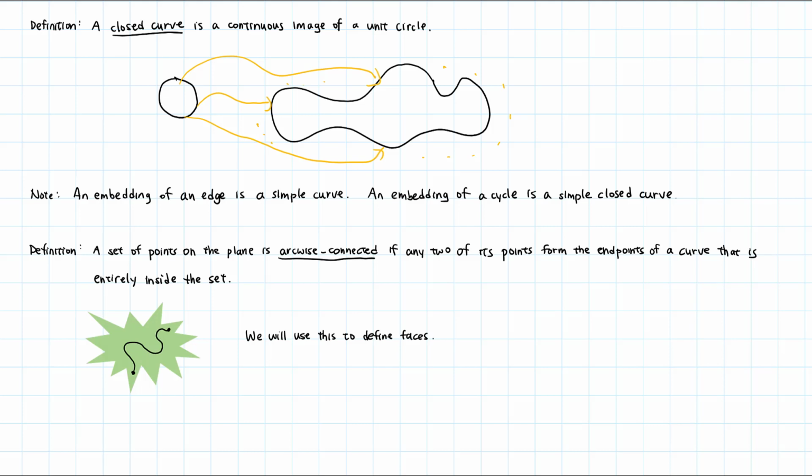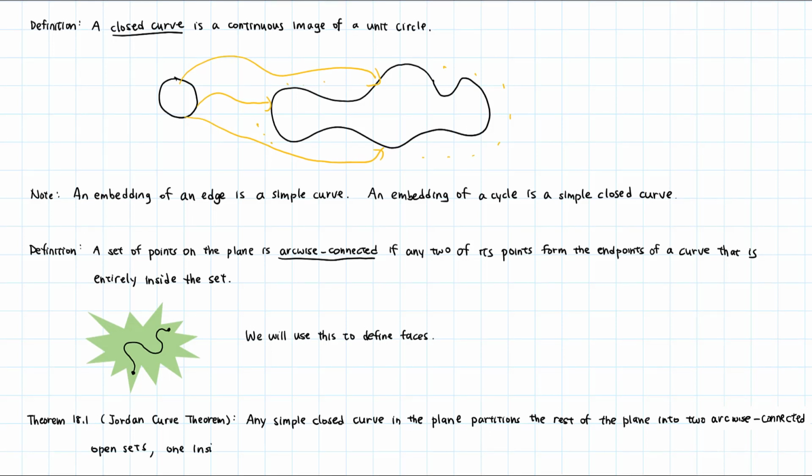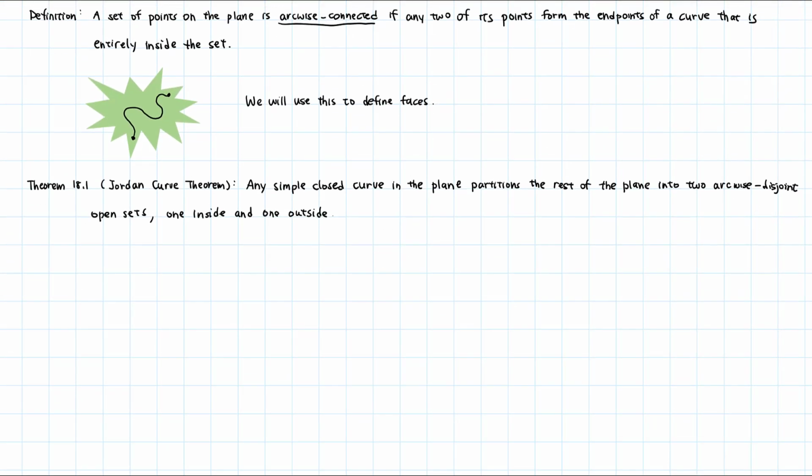Now, one of the main things from topology that we will assume for granted is the Jordan curve theorem. The theorem states that any simple closed curve in the plane partitions the rest of the plane into two arcwise connected open sets, one inside and one outside. This seems like an obvious result, but it does require proof, which we will not do.